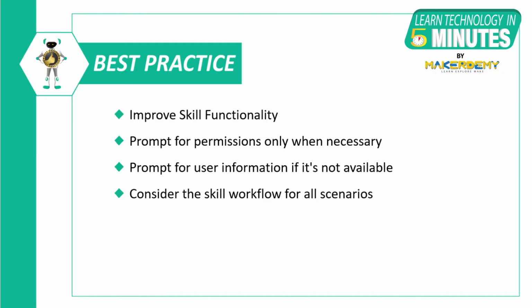Coming to the best practices when designing a skill that includes Person Profile API, it is always better to create a skill that has some functionality with or without the permissions requested. Prompt the users for permissions only when it is needed to fulfill a user request. You may prompt the user to provide the information required if they have granted permissions but have not provided the required user information. Make sure that you consider the skill workflow for all possible scenarios.